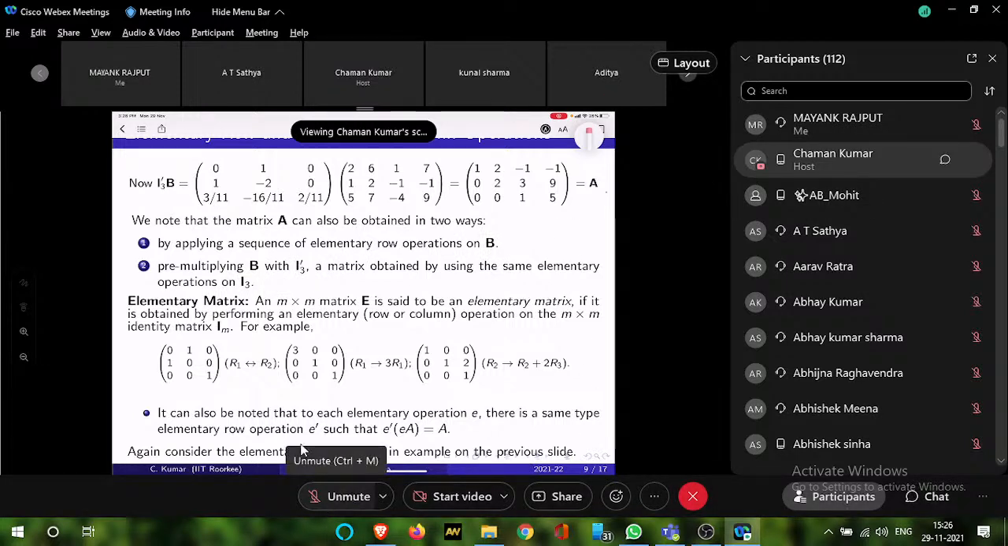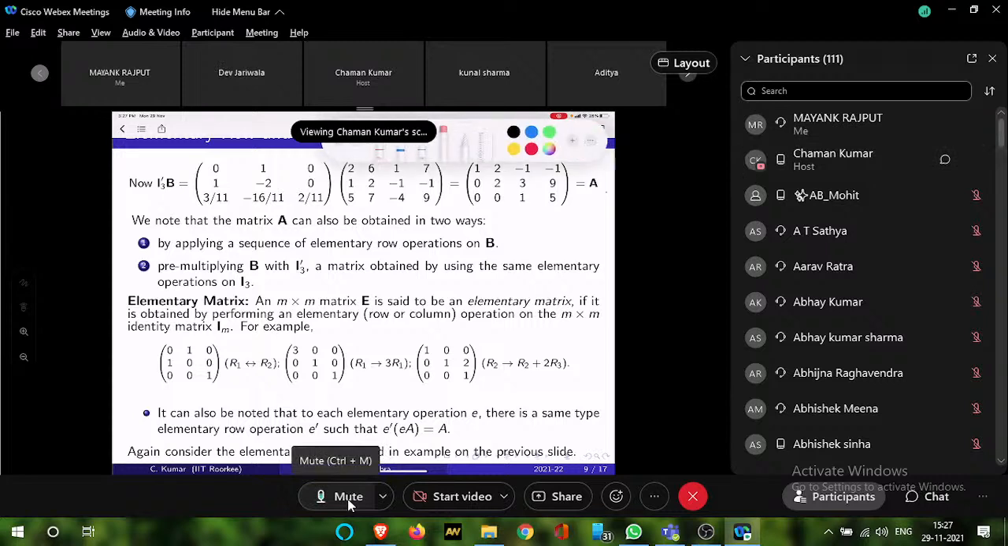And this is not surprising, because whenever you do an elementary operation on the identity matrix and multiply the new matrix by the original matrix B, you get the corresponding elementary operation on the matrix B, and that we will see on the next slide. So before that, let us see another definition, which is called elementary matrix.